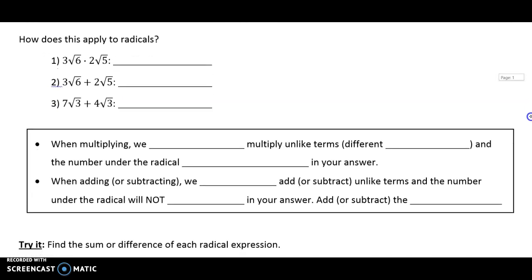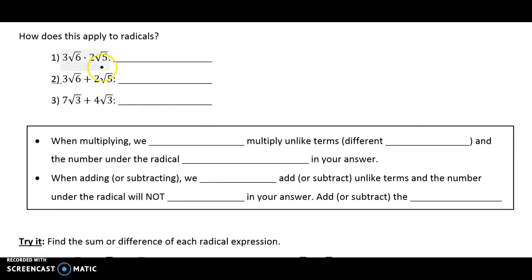So how does this apply? We've done this up until now, this is what the quiz was over. So 3 radical 6 times 2 radical 5. It's like outsides with outsides, insides with insides. So this one, which we already know from that quiz, would be 6 radical 30, because we multiply the outsides and we multiply the insides.